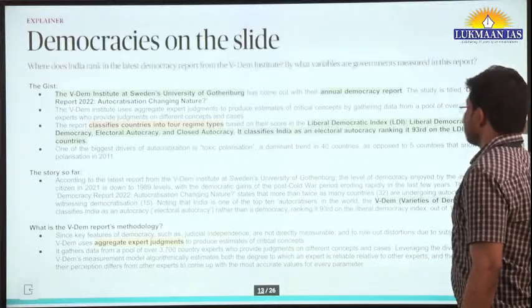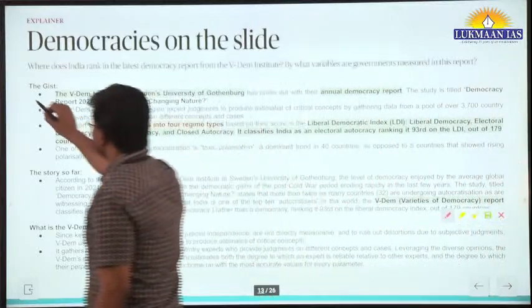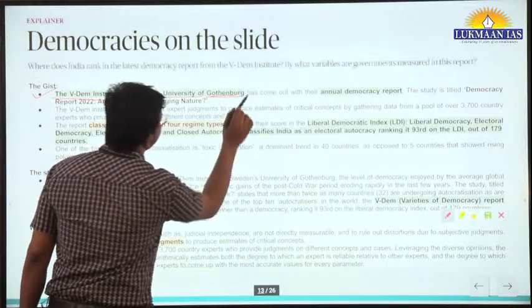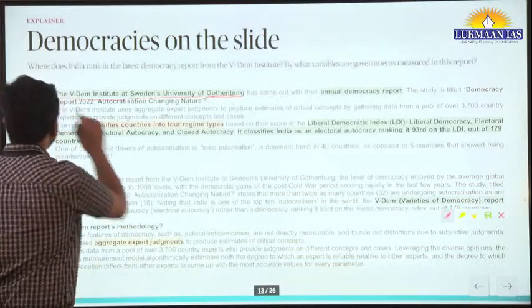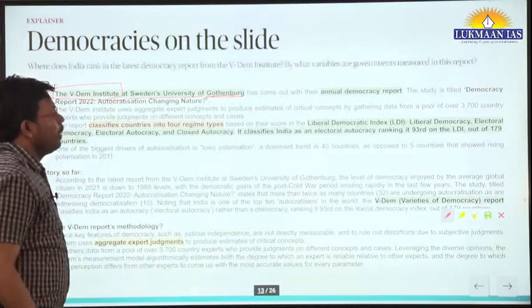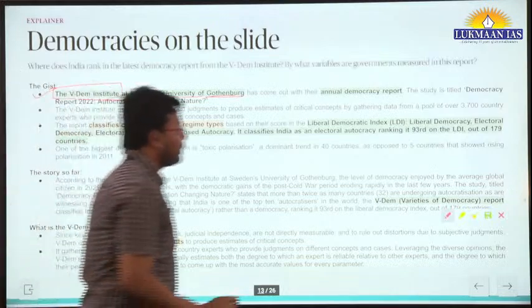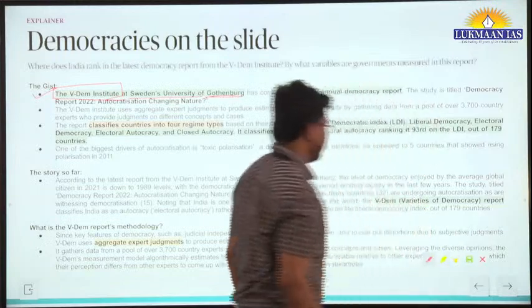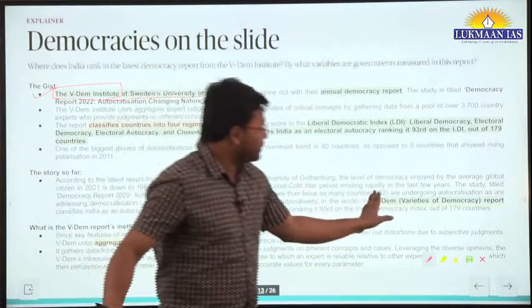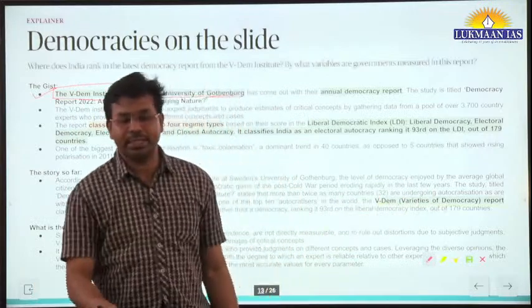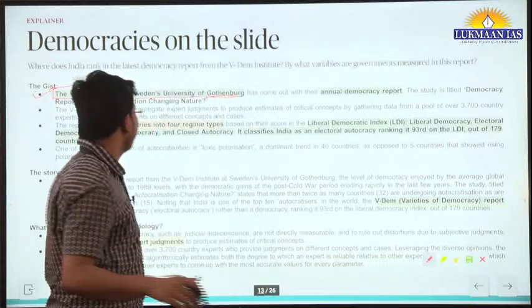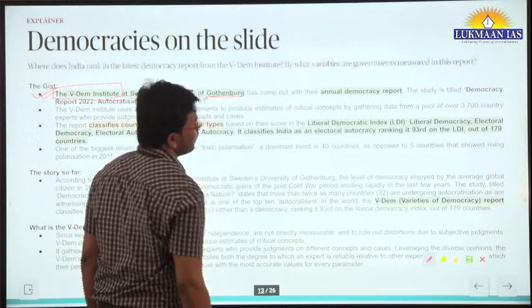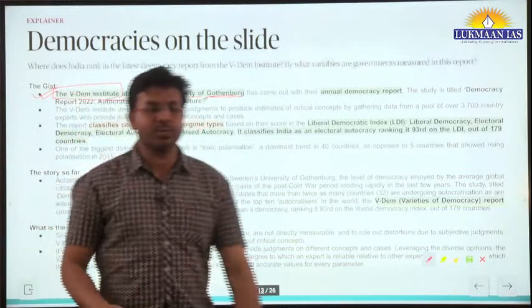So this democracy on the slide, right? This report is released by the V-Dem Institute at Sweden's University of Gothenburg. Okay, there is an institute which is known as the V-Dem Institute. What is the full form of V-Dem? V-Dem stands for Varieties of Democracy. Okay, so this report can be called the Varieties of Democracy report, and it is published by the V-Dem Institute at Sweden's University of Gothenburg. Okay, so they publish this particular index once every year.